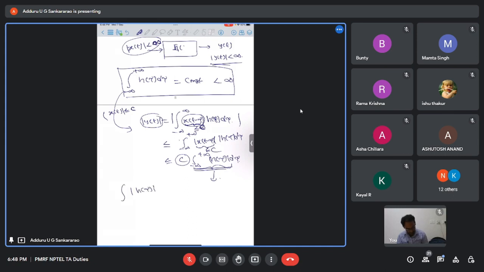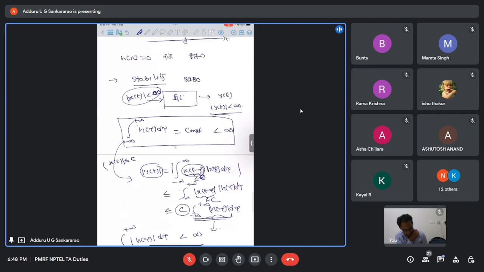So that one only. Area under this should be less than infinity, the same condition. Here the magnitude we will take. The area under the impulse response is a finite quantity, then we will say that the LTI system is a stable system.